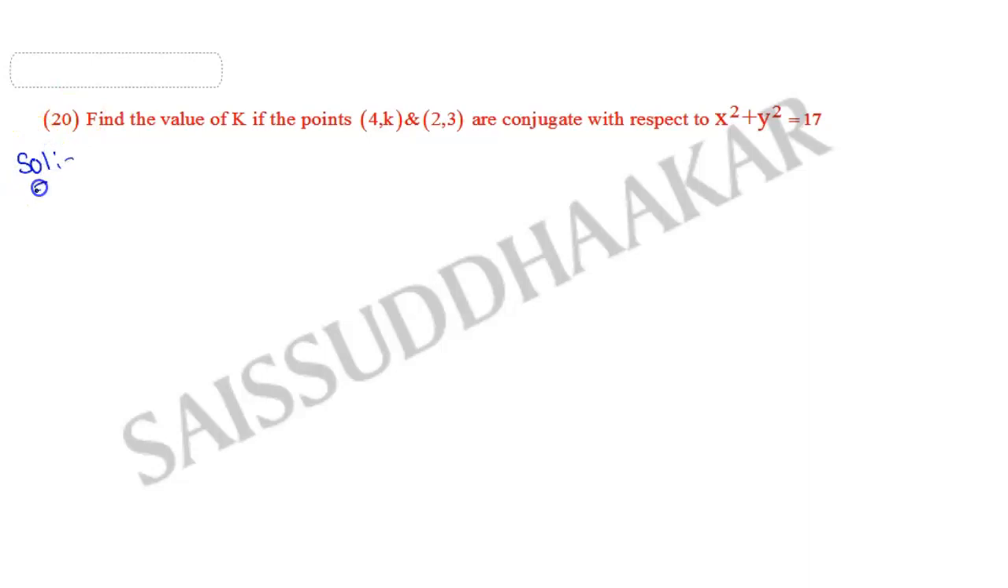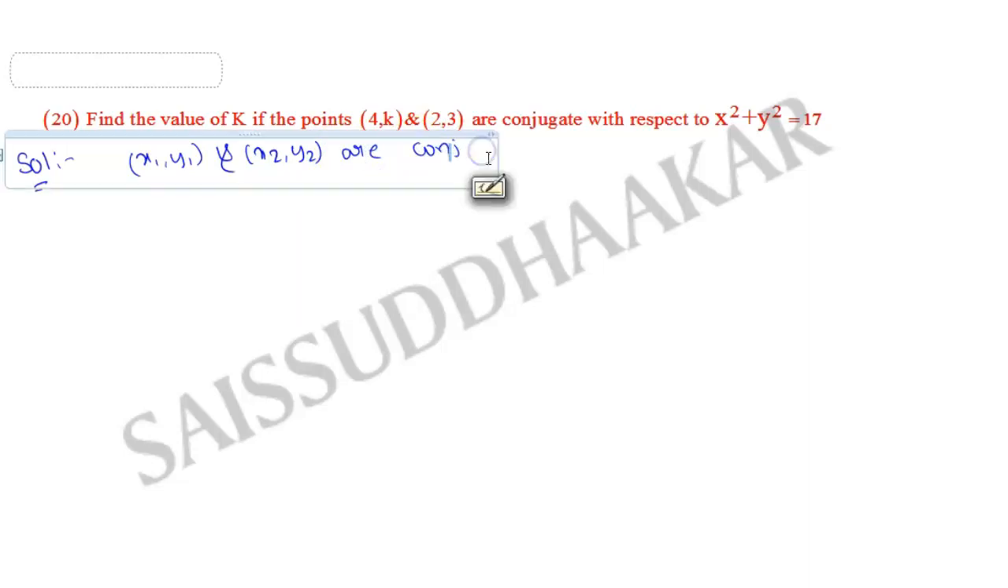Solution for this. Here the points given, (4, 2) and (k, 3), are conjugate points with respect to the circle. So x1, y1 and x2, y2 are conjugate points with respect to the circle. The formula is S12 equals 0.